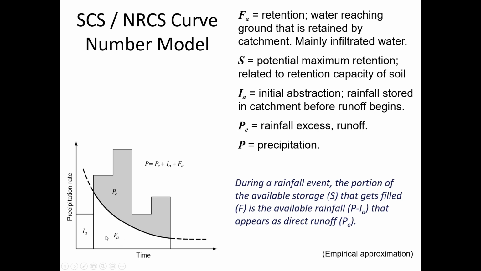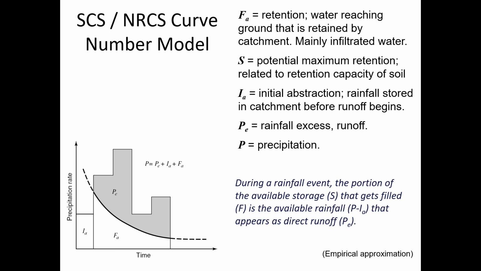So F sub A is the water that's retained. So it's water that's reaching the ground, infiltrating downward into the soil, and then what's above the infiltration is the precipitation excess. So P sub E, rainfall or precipitation excess, is what you can think of as runoff.